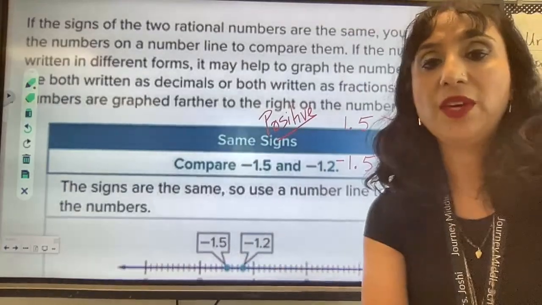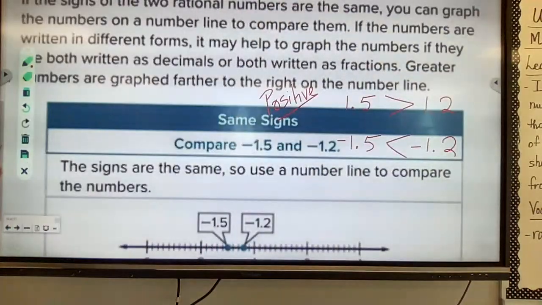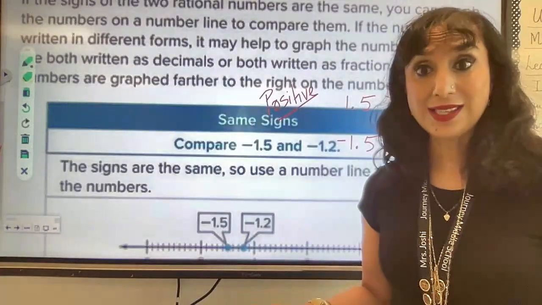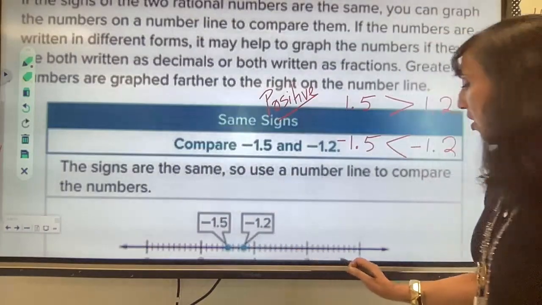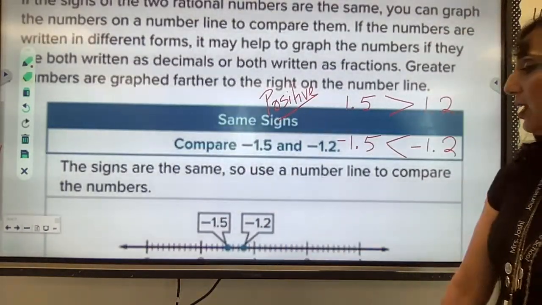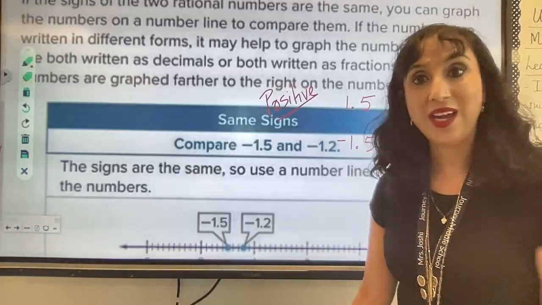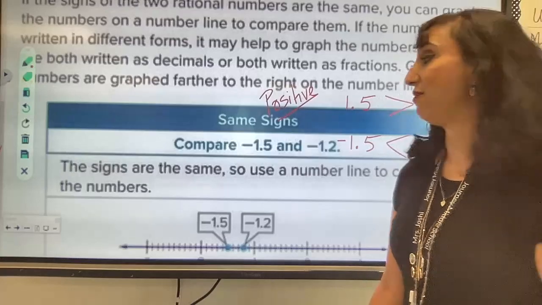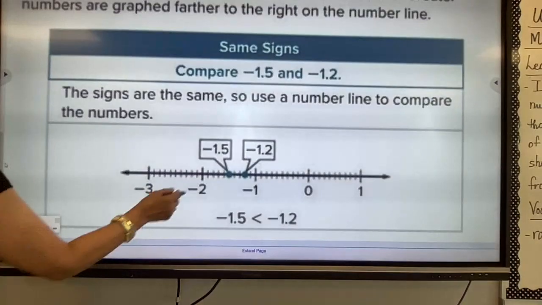Now think of the graph at the bottom, and why we are saying that is because we know that on a number line, whichever number is to the right is the greater number, right? So if you can see over here on the negative side, we have negative 1 and 2/10, which is to the right of negative 1 and 5/10. And so that is why negative 1 and 2/10 is greater than negative 1 and 5/10.